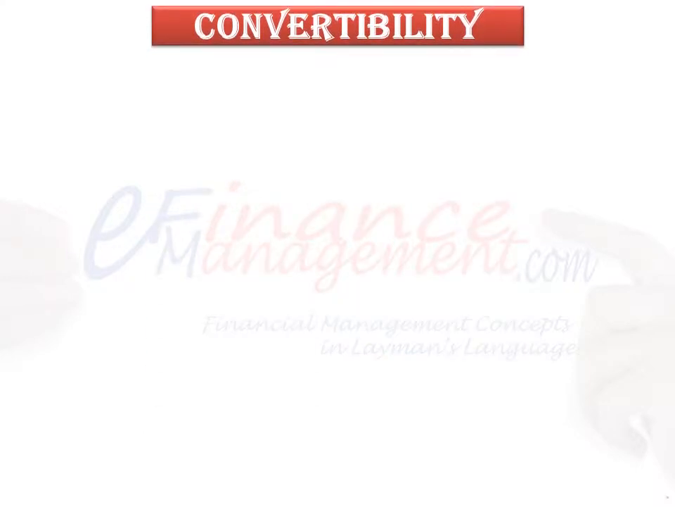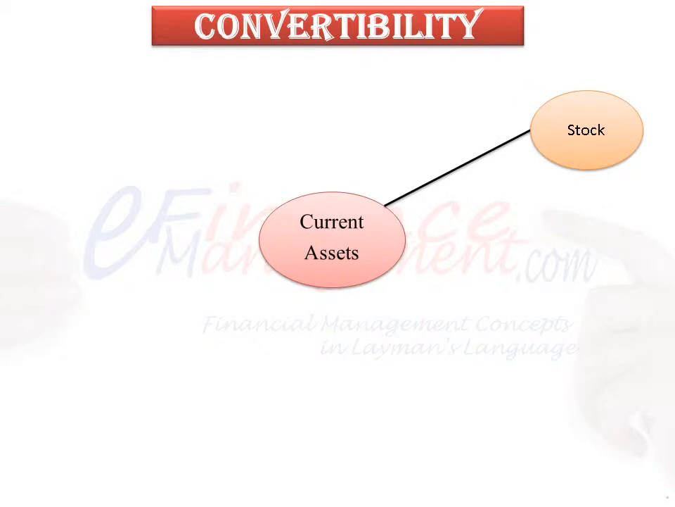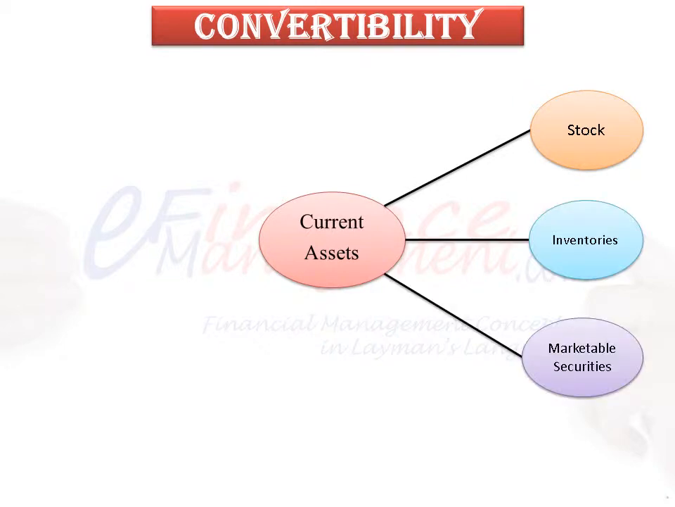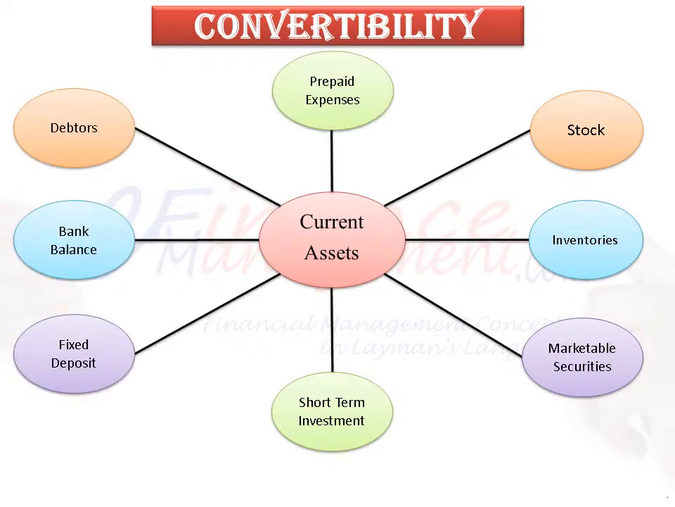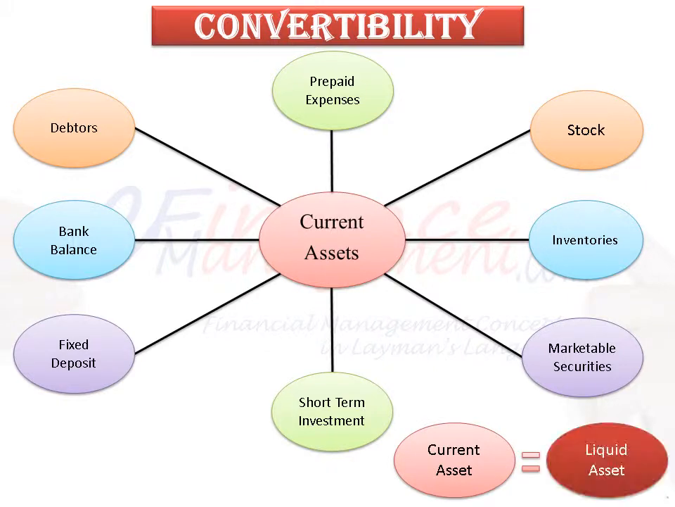Convertibility. One way of classification of assets is based on their easy convertibility into cash. Current assets, assets which are easily convertible into cash like stock, inventory, marketable securities, short-term investments, fixed deposits, bank balances, debtors, prepaid expenses, etc., are classified as current assets. Current assets are generally of a shorter lifespan as compared to fixed assets which last for a longer period. Current assets can also be termed as liquid assets.